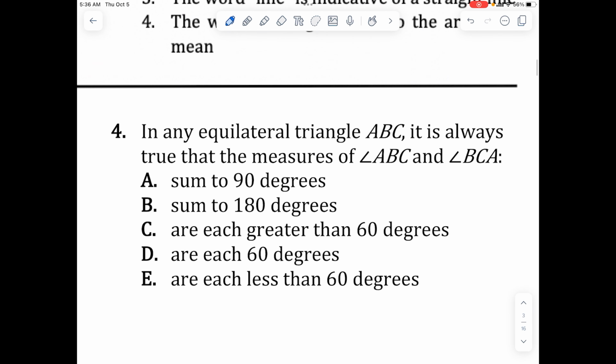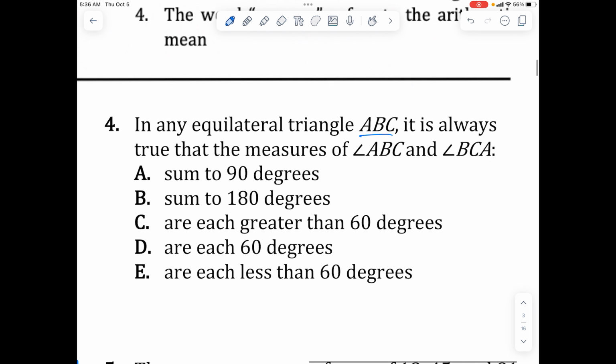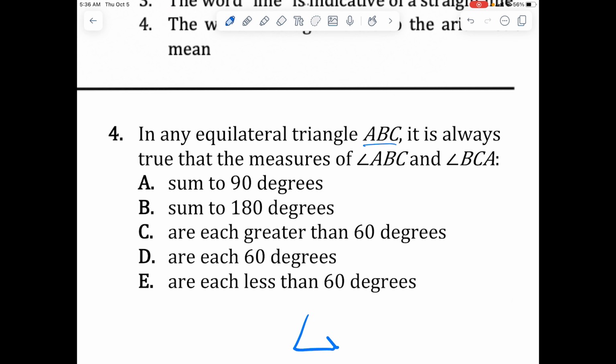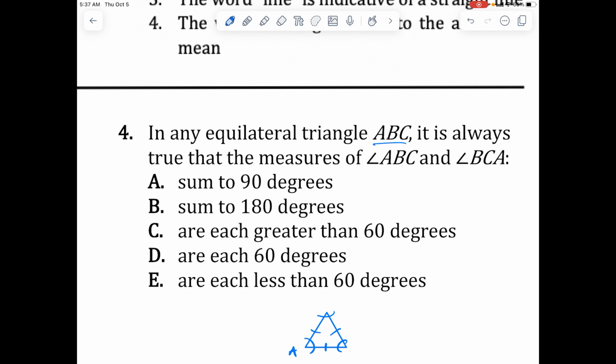In an equilateral triangle ABC, it is always true that the measure of ABC and BCA are what? So equilateral triangle, again, what does that mean? It's not exactly equilateral. Let's fix that. Okay, so that means that all the side lengths are equal and all the angles are equal. Okay, everything's equal. So if we're looking at any two angles, let's just say this is A, B, C.